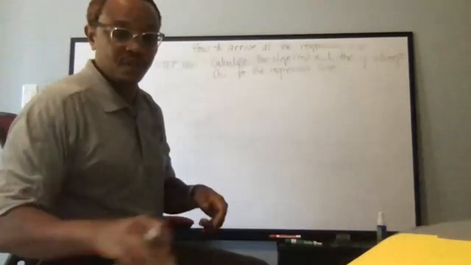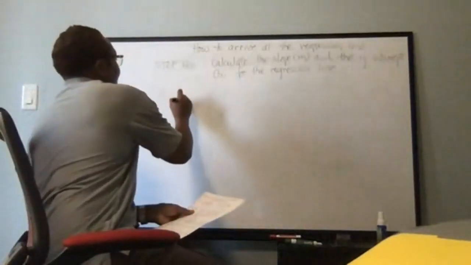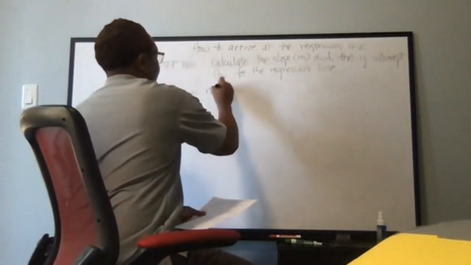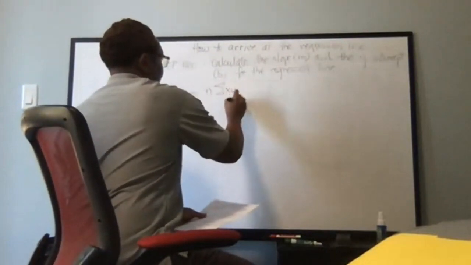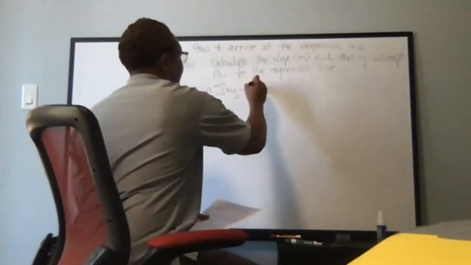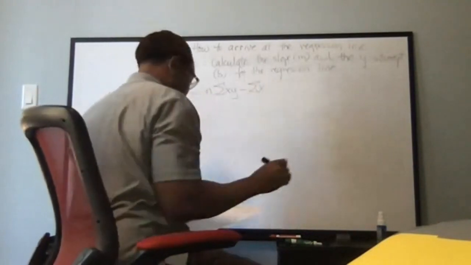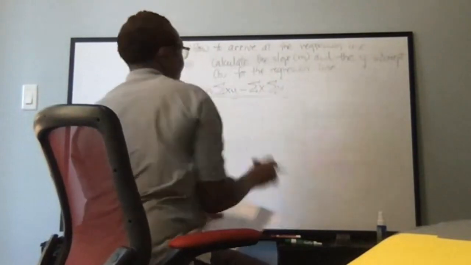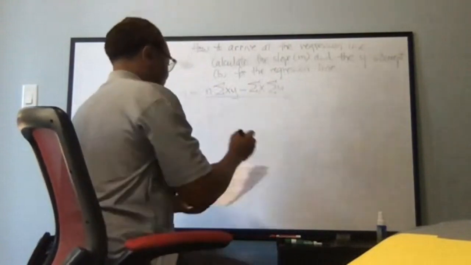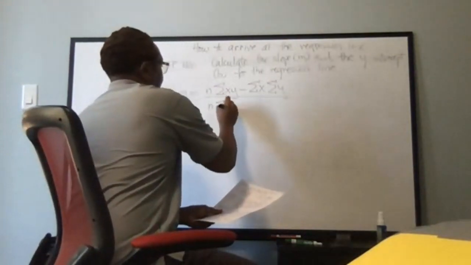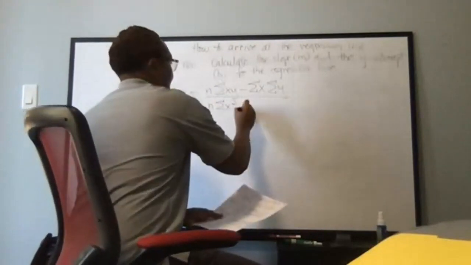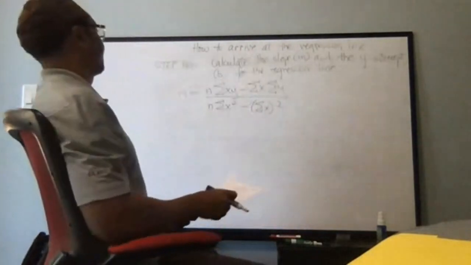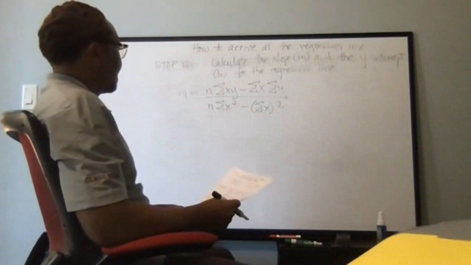But I'm going to write it on the board so we can figure out what this means. The formula for M looks like this. M equals N times the summation of XY, minus the summation of X times the summation of Y, all over, on the bottom, N times the summation of X squared, minus the summation of X, squared. Now this is not an E, this is a summation symbol. Okay, so you can write that down.